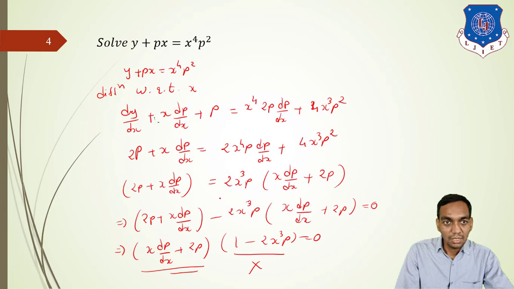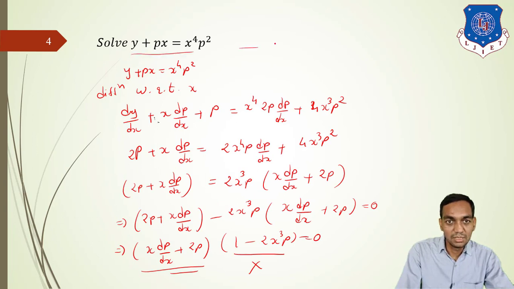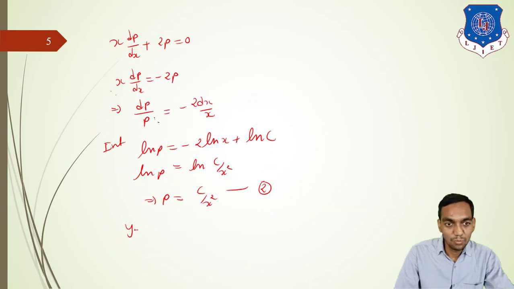Now your original equation is this. This is equation number 1. y plus px is equal to x raised to 4 p square. Here substitute this value. So putting the value of p in equation 1.